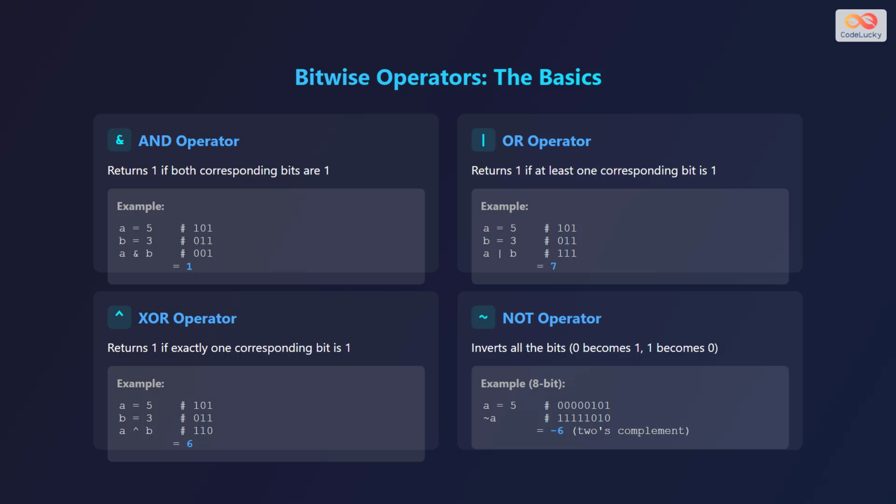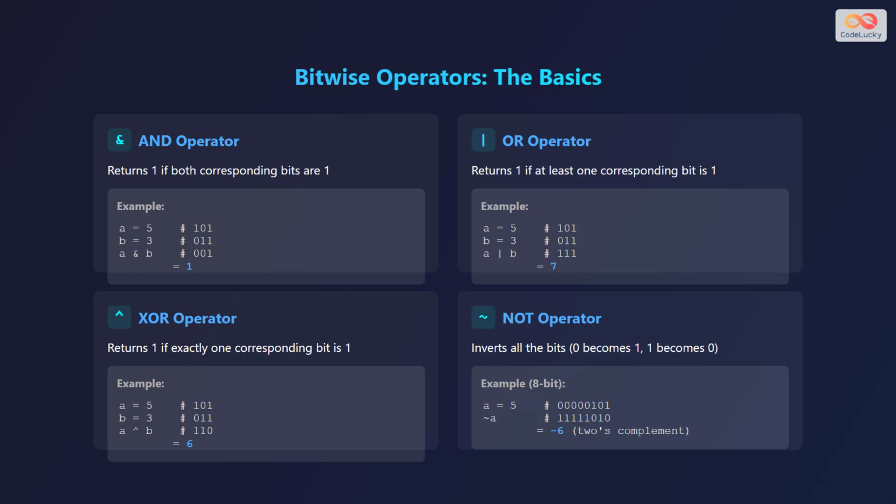Now let's explore bitwise operators. These operators allow us to perform operations at the bit level. The AND operator returns 1 if both corresponding bits are 1. For example, if A equals 5, which is 101 in binary, and B equals 3, which is 011 in binary, then A AND B results in 001, which equals 1.